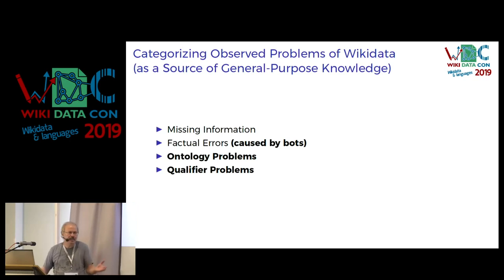So, missing information: there just should be more information in Wikidata. There are factual errors in Wikidata, but everybody's got factual errors. Bots make it a little bit worse. There are problems with the ontology, which I think is a place where you can expend effort and really improve quite a lot of things. And then there are also the problems with qualifiers, and really temporal qualifiers.